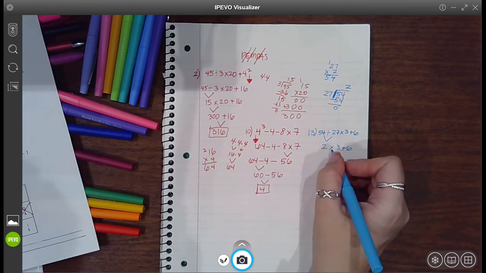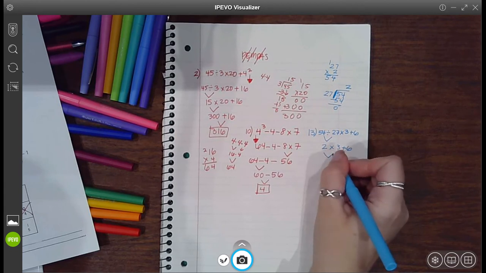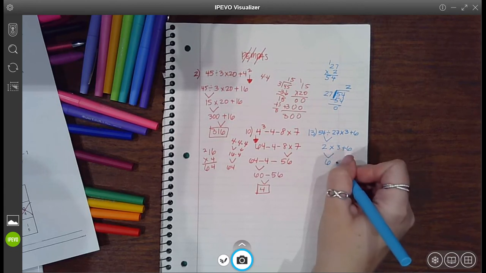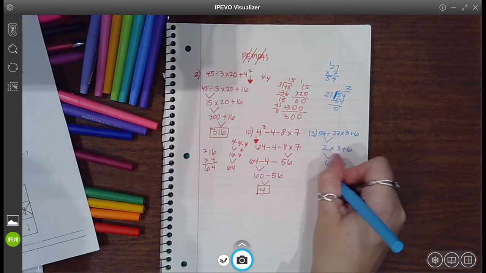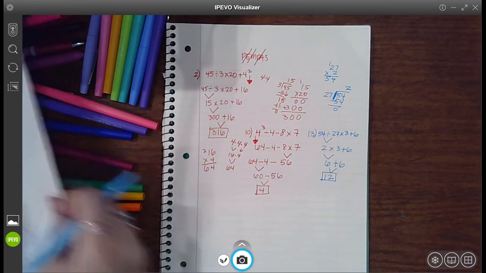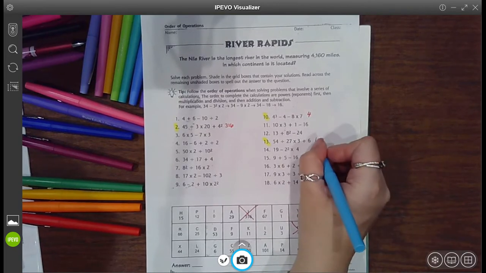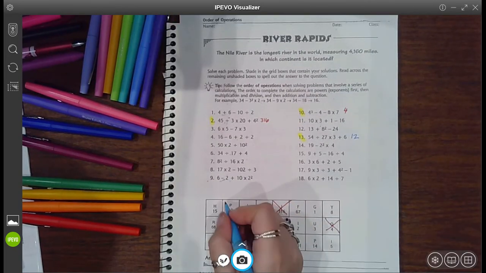Okay, when deciding between multiplying or adding, we're going to multiply. 2 times 3 is 6. Bring down that other plus 6. And 6 plus 6 is 12. Okay, so 13 was 12. So I'm going to cross off this one.